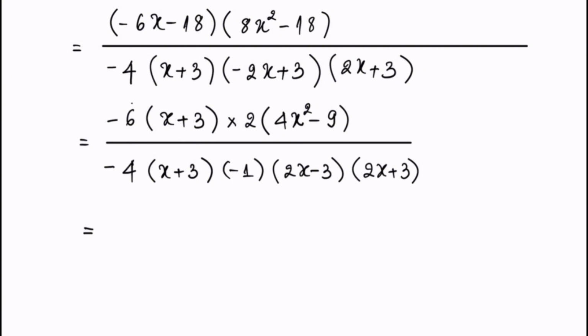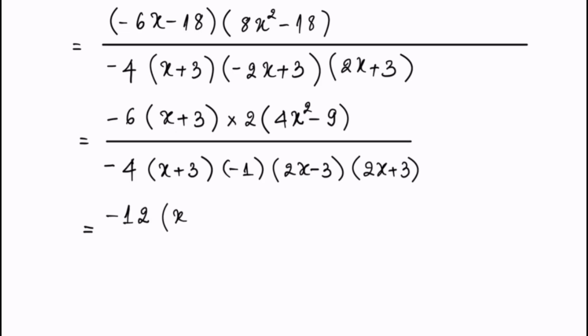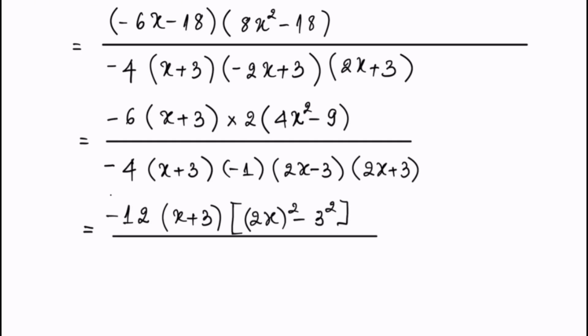Now we have negative 6 and 2 here, which is equal to negative 12, x plus 3, and then 4x squared, which is 2x all raised to square, and 9 is equal to 3 squared. So negative 4 and negative 1 will be equal to 4, factor with x plus 3, factor with 2x minus 3, 2x plus 3.